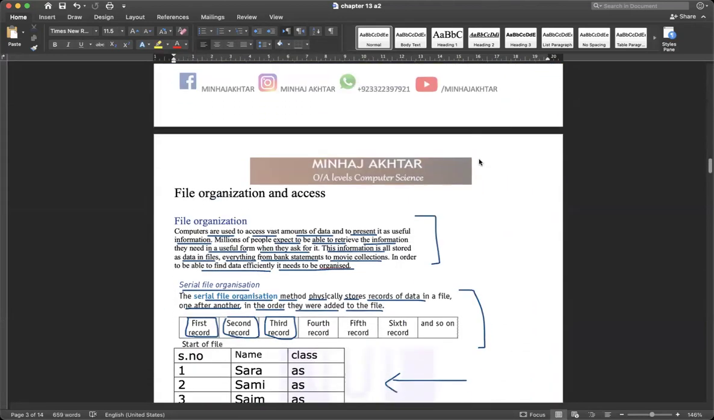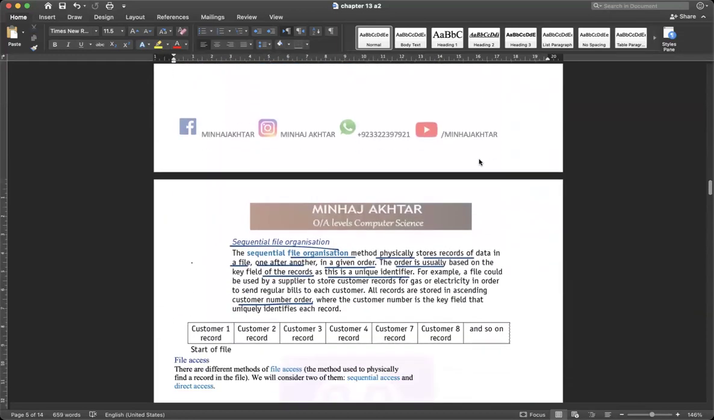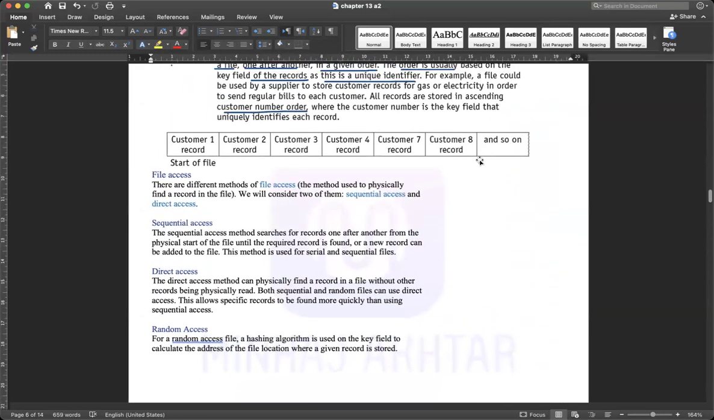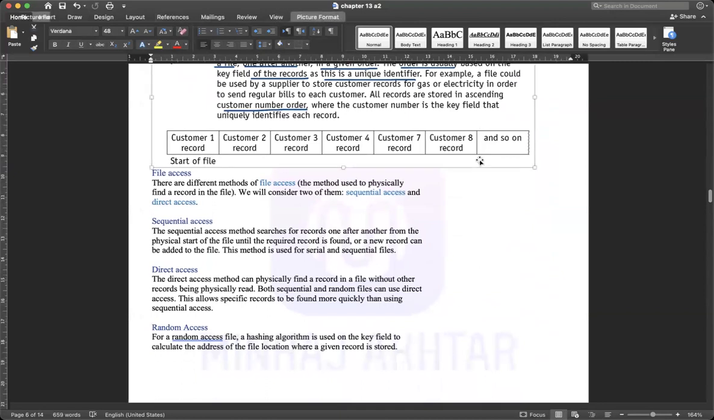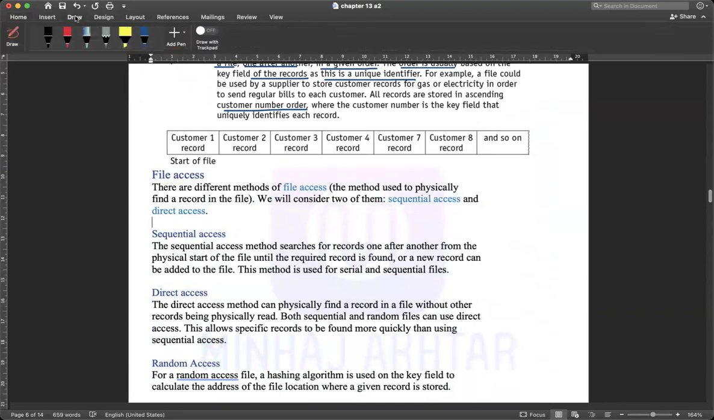Today, we are going to continue with the topic of file organization and access. In file organization, we were discussing sequential files. But today we are going to start a new topic called file access. File access is just like our file organization topic. Here we have multiple options. Again, we have sequential access and direct access. Let's see how it works.